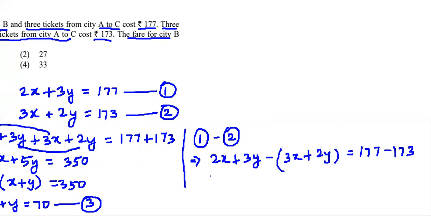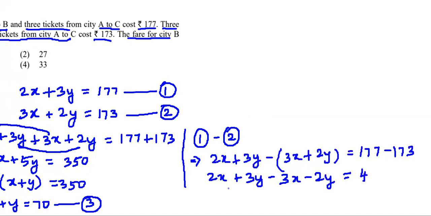Now let's carefully remove the brackets, so that we'll be having 2x plus 3y, and then this minus, which is common to all the terms inside the bracket. So when we bring this minus inside, we'll be having minus 3x and then minus 2y, because both the terms are positive inside, so minus into plus will be minus, and once again minus into plus will be minus. Both the terms will turn negative, which will be equal to, on the right hand side, 177 minus 173, which will be simply 4.